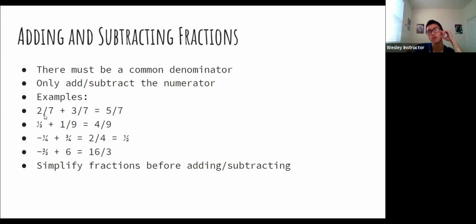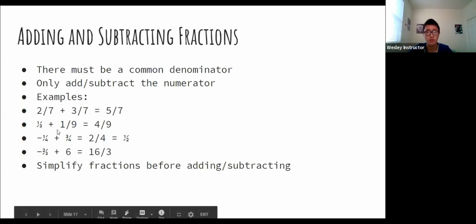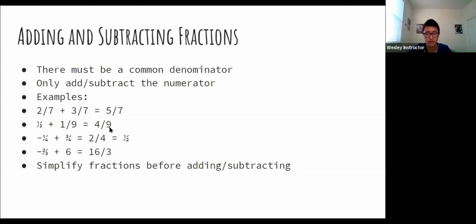So for example, 2/7 plus 3/7, you guys just add the numerator. So 2 plus 3, that equals 5. And you guys keep the common denominator. So that equals 5/7. 1/3 plus 1/9, that equals 4/9. Because you guys got to convert 1/3 to have the same denominator as 1/9. So you guys multiply 1/3 by 3/3. So that equals 3/9. So 3 plus 1 equals 4. So 4/9.